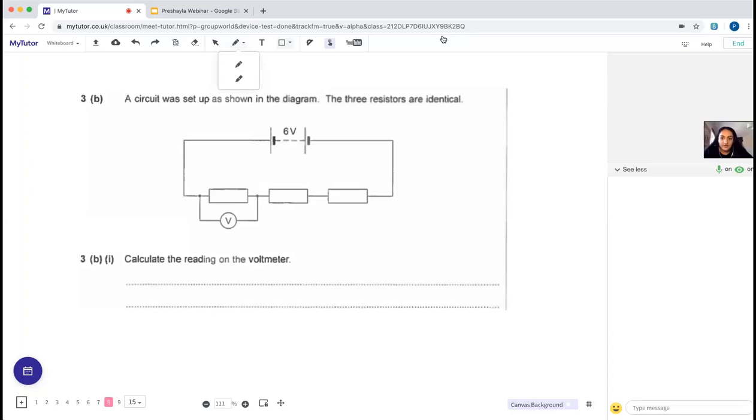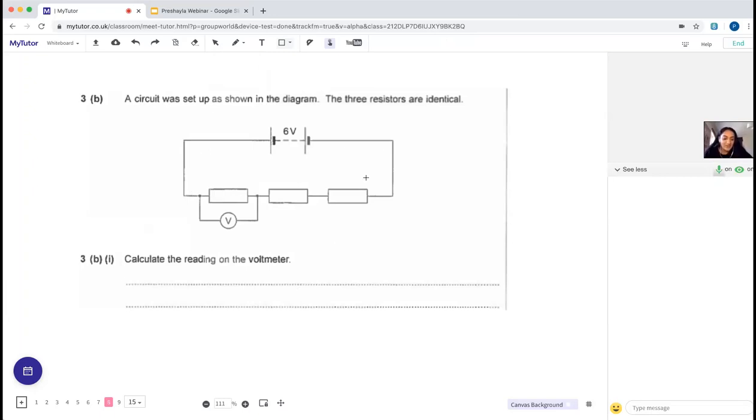Hi, Prashayla. Just have a question for you. Someone wants to know whether or not voltmeters have really high resistance. Yeah, that's absolutely correct. Voltmeters do have really high resistance, and that's the reason why we need to place them in parallel so that we can decrease that resistance and we don't short circuit the circuit. Great, thank you.